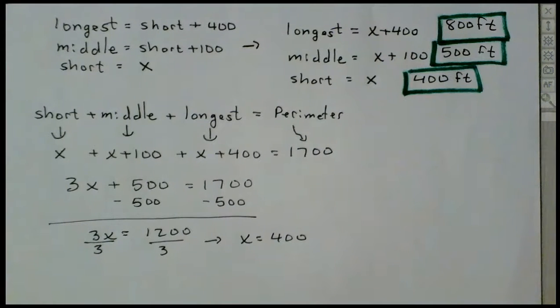And you can double check, because if you add those together, what do you get? Well, 400 and 500 makes it 900. Add 800, you get the 1700, and that's your perimeter. We answered the question by getting all three sides. We went back and we labeled them with the correct units of measure, because if the perimeter is in feet, that means everything else is also going to be in terms of feet.